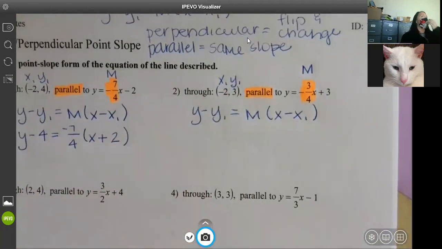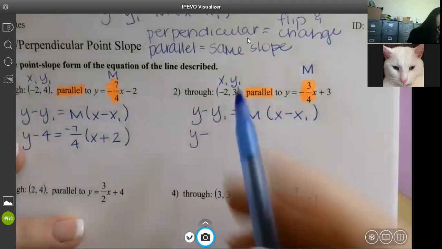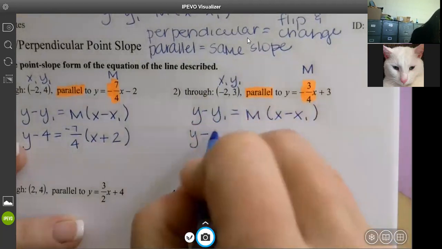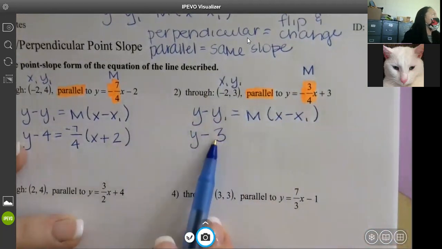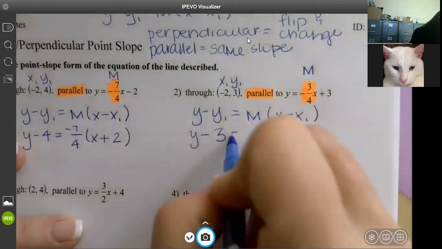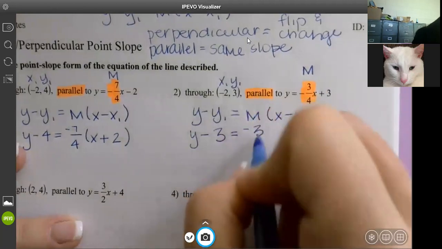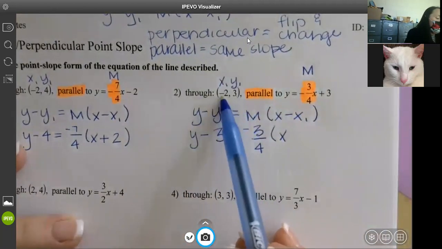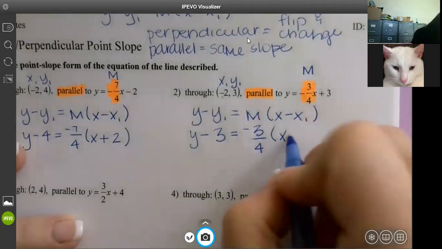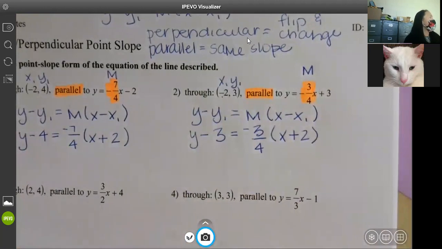And remember, all you're doing in the equation is changing the sign of the point. So we have y minus, we have 3 as our y1. So in the point is a positive 3. In the equation, it should be minus 3. Our m is the negative 3/4. And then we have a negative 2 as our coordinate. So in the problem or in the equation, it's going to be a plus 2. That's it. And you're done.